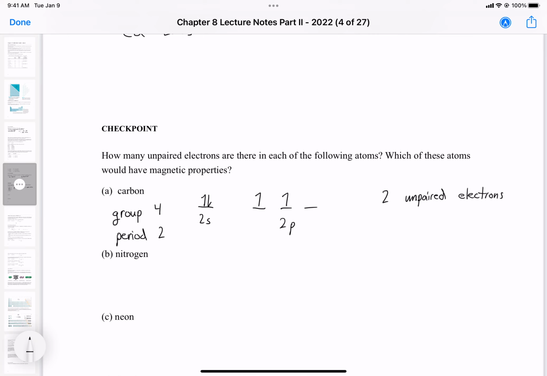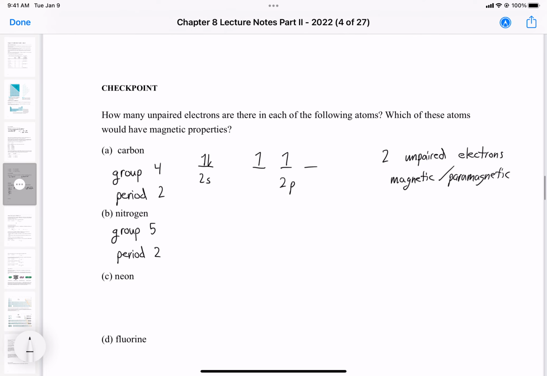Okay, so this will be a magnetic compound. So it's magnetic because it's paramagnetic. It has unpaired electrons. Okay. How about nitrogen? So nitrogen is in group 5, right? So it has 5 valence electrons. It's also in period 2. I think all of them are in period 2.